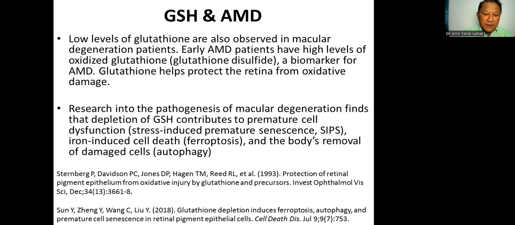So that summarizes in more detail how glutathione is involved in four of the major eye problems that we may face as we age: cataracts, glaucoma, AMD, and diabetic retinopathy.